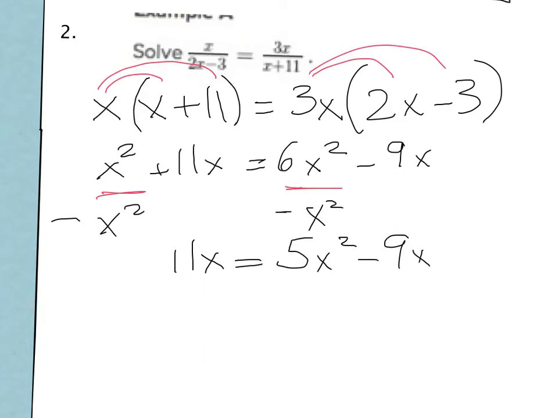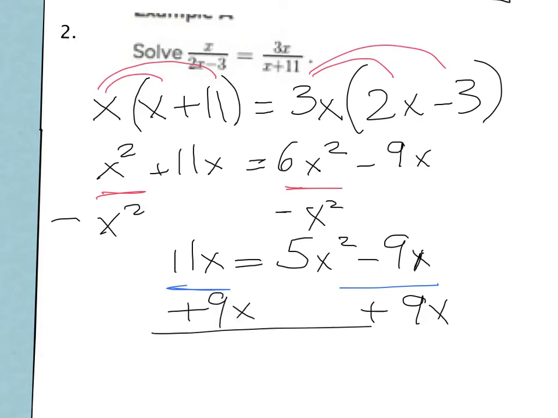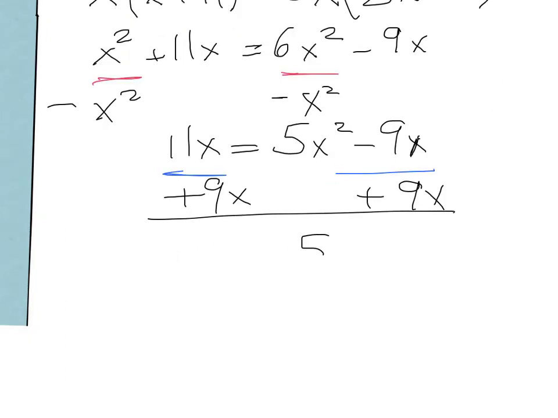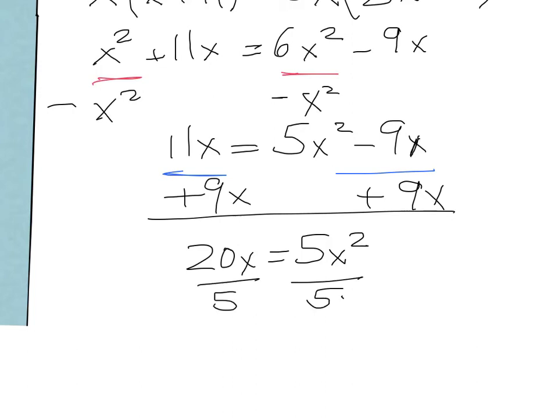Well, now I'm going to combine the x's together, not the x squared. Remember, we're looking for like terms. We've got two like terms here, 11x and negative 9x. So I'm going to add 9x to both sides, and this is looking good. I'm going to end up with 5x squared on the right, which equals 20x on the left. Now I'm going to divide both sides by 5x. That's right, you can divide by x. Yes, you can, because it's a common multiple. So you're going to end up with x equals 4.